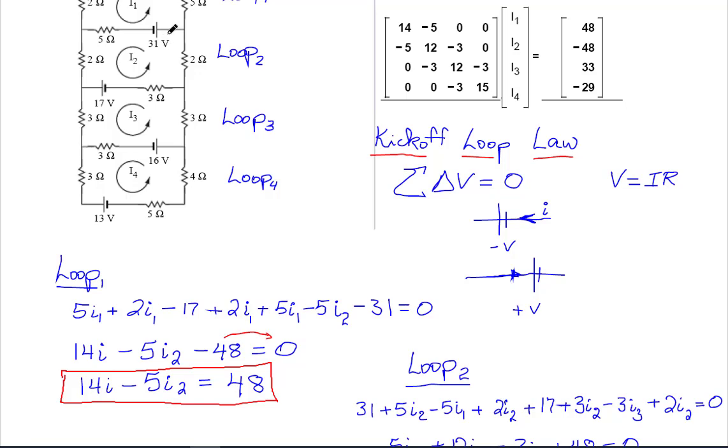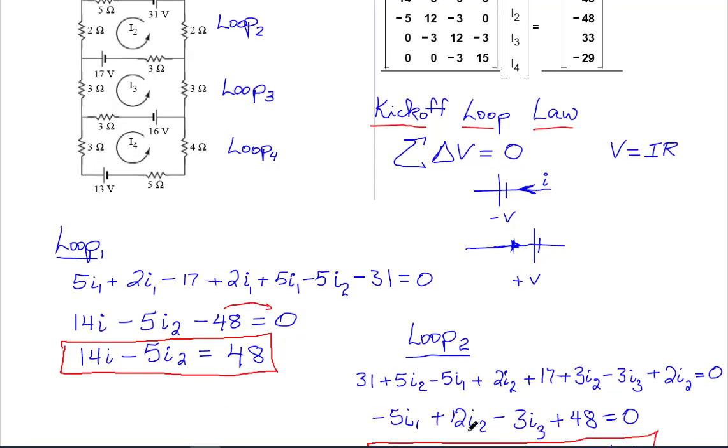What about the voltages? Let's see, I'm going from this side across. That's a plus 31, a plus 17. All right, got that. What about going through the resistors? Let's see, I've got this direction, so 5I2, 2I2, 3I2, 2I2. And so if you sum together all the I2's, I get a 12.